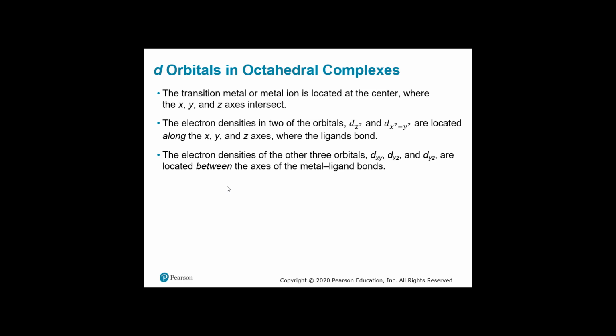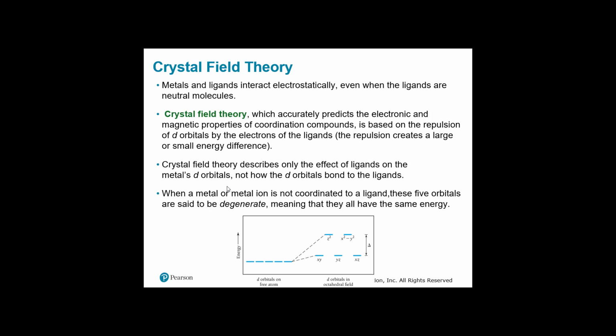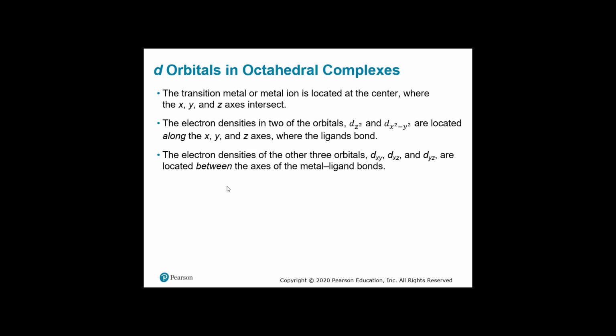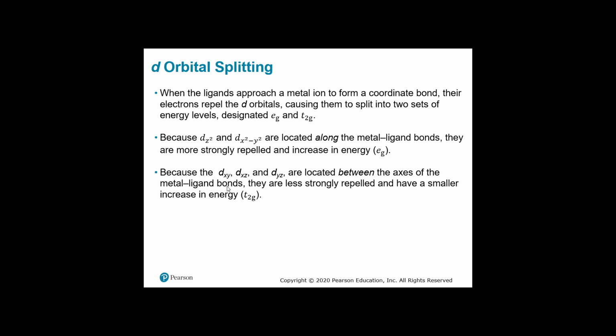Some of the other orbitals, the three that are listed below, the dxy, dxz, and dyz, are not on the axis themselves. They are between the axes, and because of that, they have lower energy. So when you look here, you can see why you have two that are higher and three that are lower. And that's what this says here. When the ligands approach, they form a coordinate bond. The coordinate covalent bond is because the electrons that are donated come from the ligand, not the metal ion, into empty orbitals.